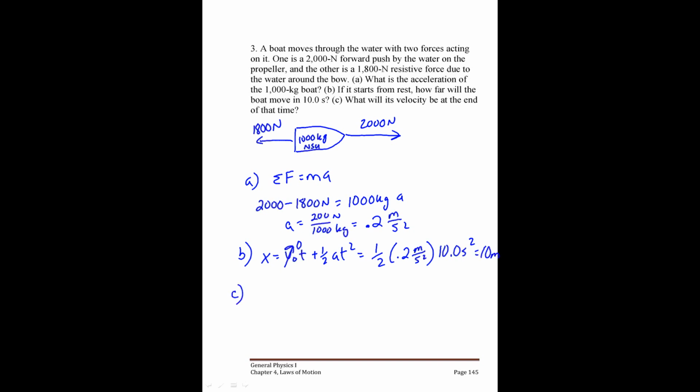And then finally in part C, what is its velocity? This is all still sort of basic kinematics. V naught again is 0, a is 0.2 times the time.